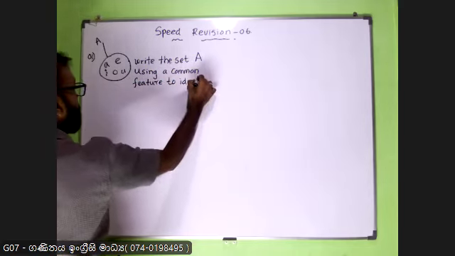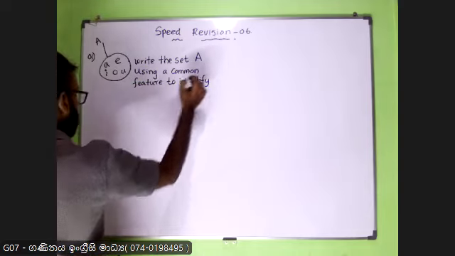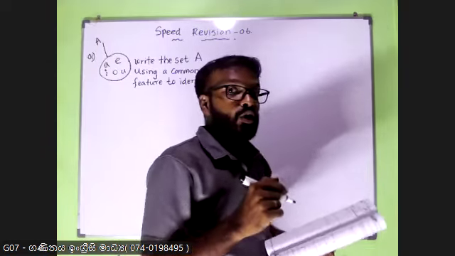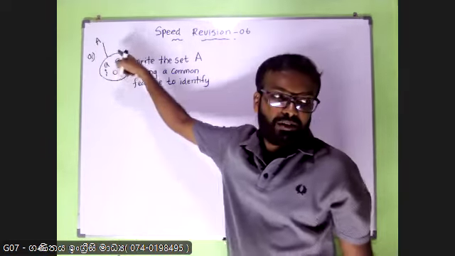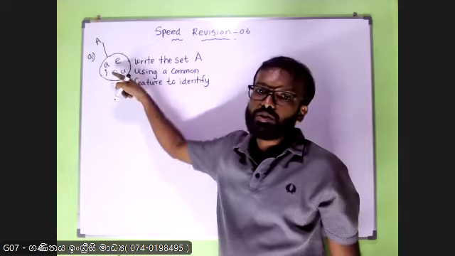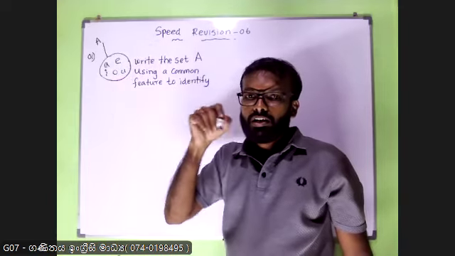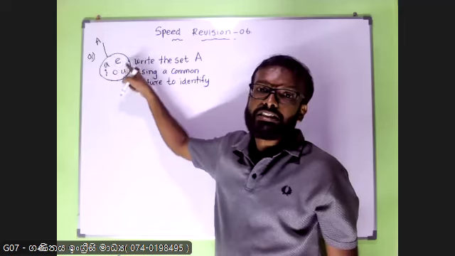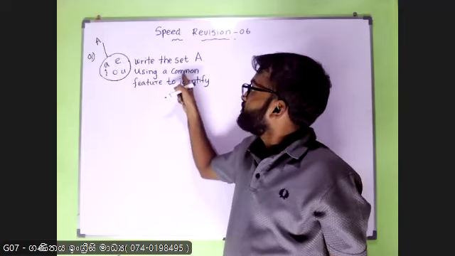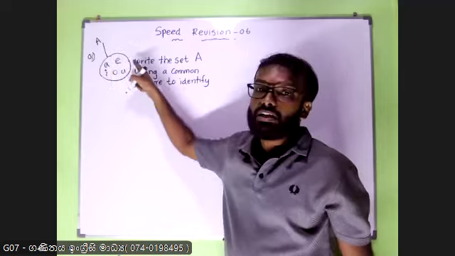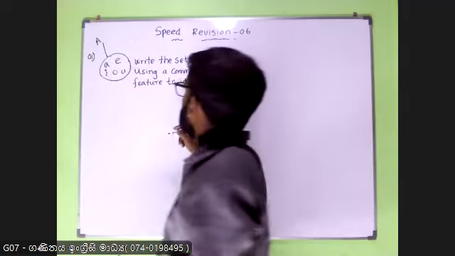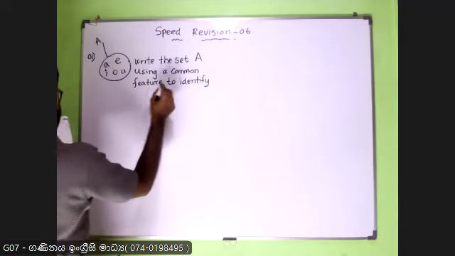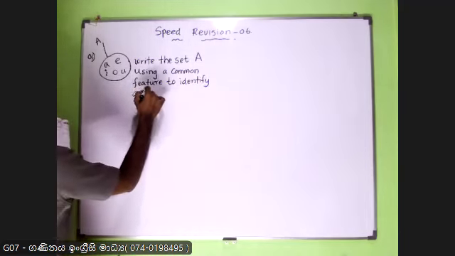Excuse me, sir, should we write it in a Venn diagram? No, this is a Venn diagram. You have to use curly brackets to mention what is inside this. What is the common feature for all of these letters? You have to think about the feature to identify all the elements.